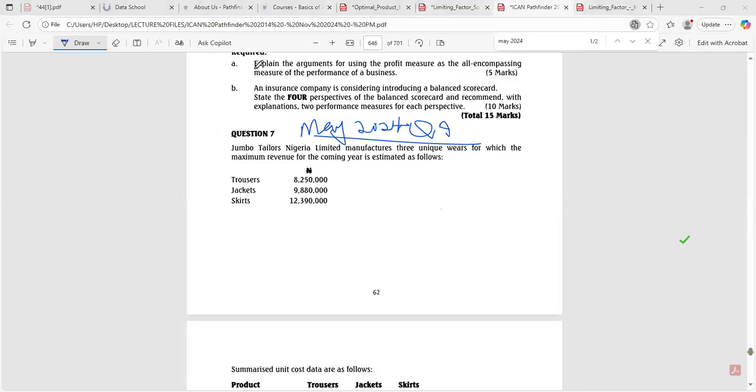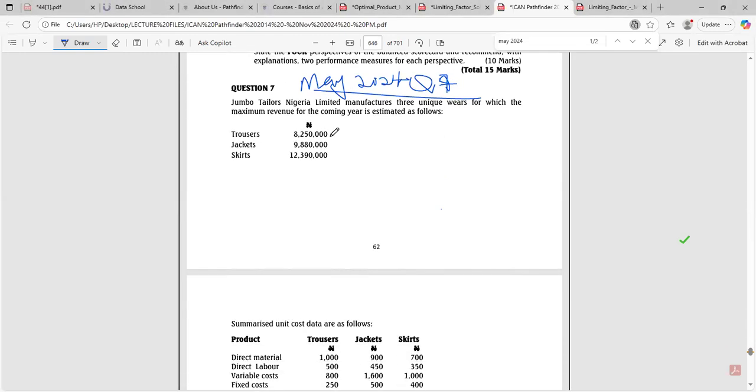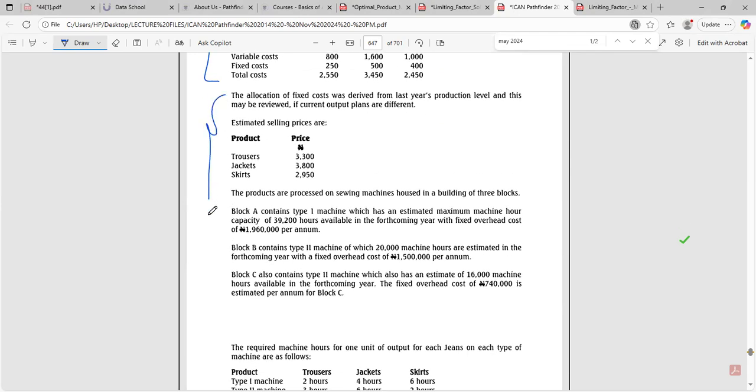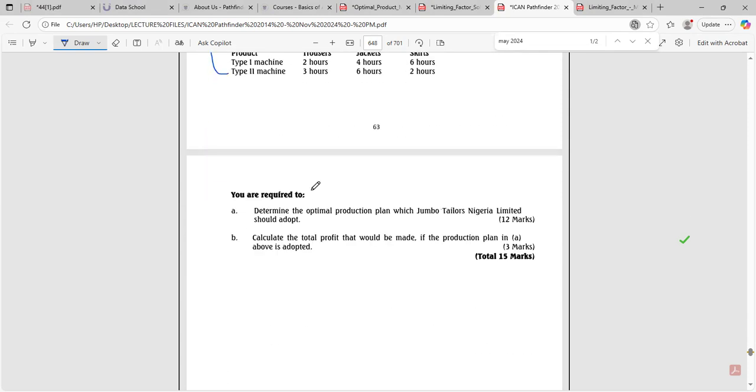Okay, so let's use Matthew 24 question 7. Forget about the length of this question. This is the question coming down. This is the question. Then this is what I'm concerned about.